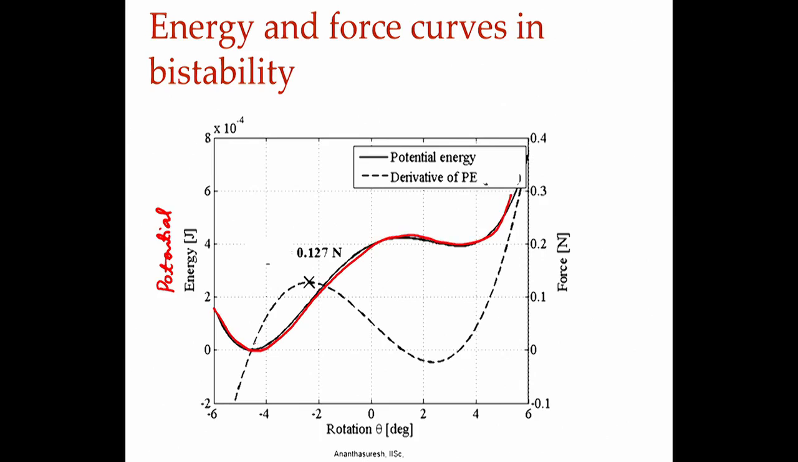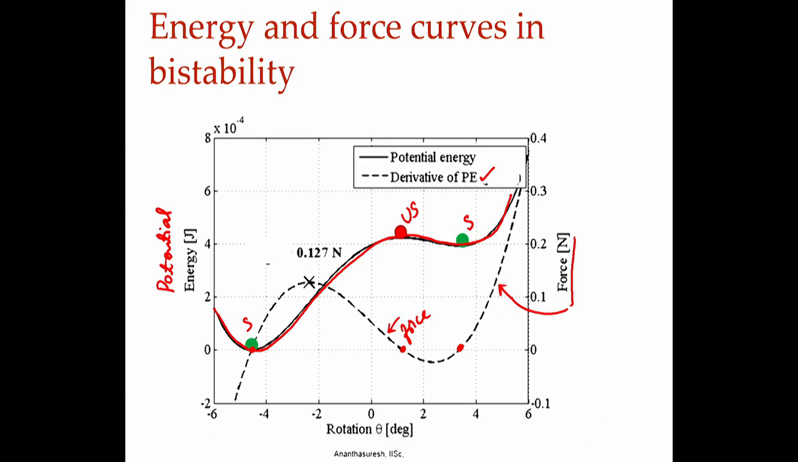So, there is one stable position here, another stable position there, and an unstable position in between: this is stable, stable and unstable. Okay. And the dashed curve is the force curve, that is the derivative of the potential energy. It is 0 here and 0 here, and it is also 0 in between, but that is the unstable point. Okay. So, the force is shown on the right hand side with this dashed curve. It is a bistable device.